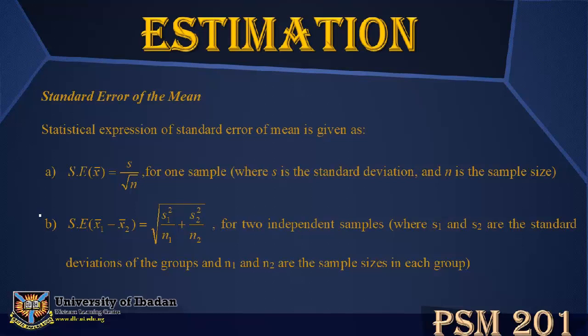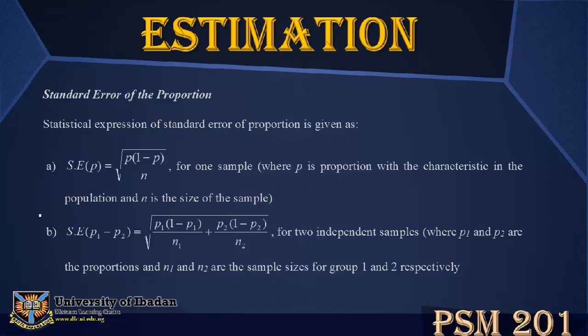The statistical expression of standard error of the mean is given as: A. SE(x̄) equals S over the square root of n for one sample, where S is the standard deviation and n is the sample size. B. SE(x̄1 minus x̄2) equals the square root of S1 squared over n1 plus S2 squared over n2 for two independent samples, where S1 and S2 are the standard deviations of the groups and n1 and n2 are the sample sizes in each group.